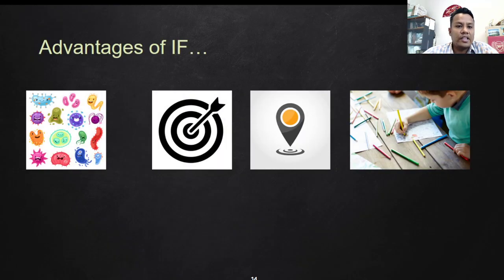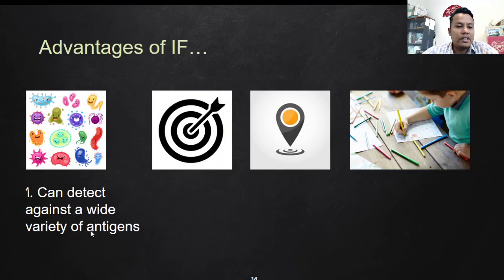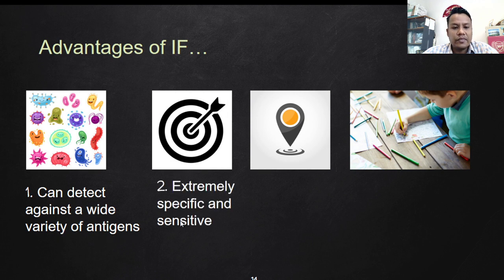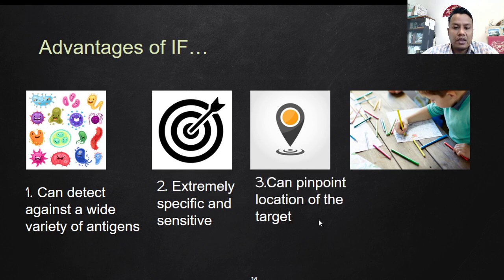Okay, the advantages of IF include that they can detect a wide variety of antigens. They are extremely specific and sensitive, so they are very good. They are usually used in the detection of rare diseases and for research purposes. They can pinpoint the location of the target, as we have discussed earlier. Also, they can detect multiple antigens or antibodies from the ability to do multiple staining in one sample.